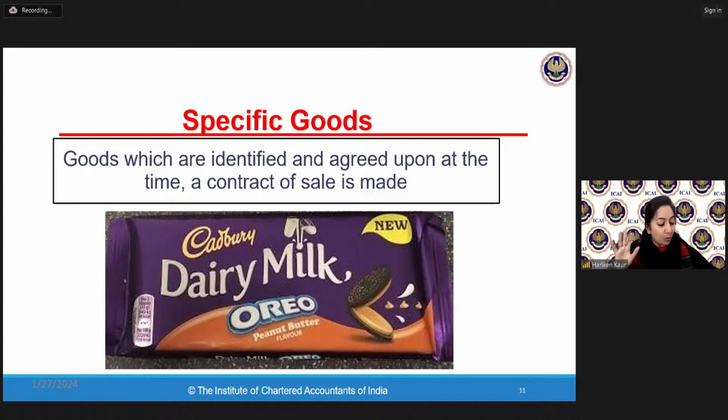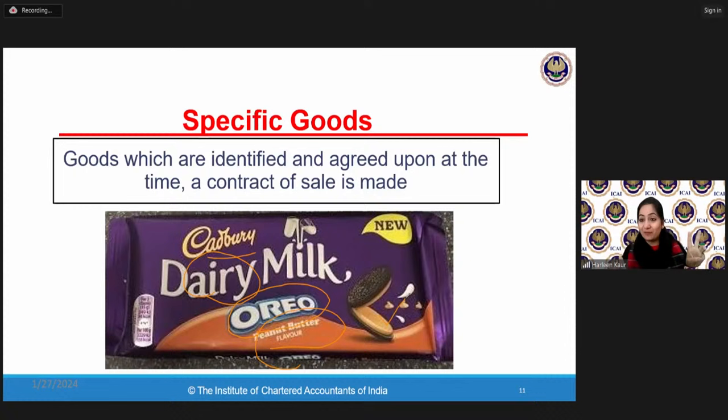Tambeshwari and Lakshmi both went to the shopkeeper and they said, ma'am, we want a chocolate which should be a Dairy Milk chocolate. Dairy Milk is of Cadbury. We want Cadbury Dairy Milk chocolate and it should be of Oreo one and it should be of peanut butter flavor. Oh my God, so much specification in one single chocolate. They want the Cadbury Dairy Milk chocolate, an Oreo chocolate which should have peanut butter flavor.